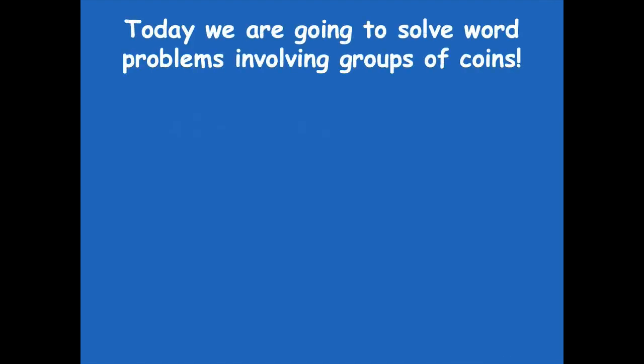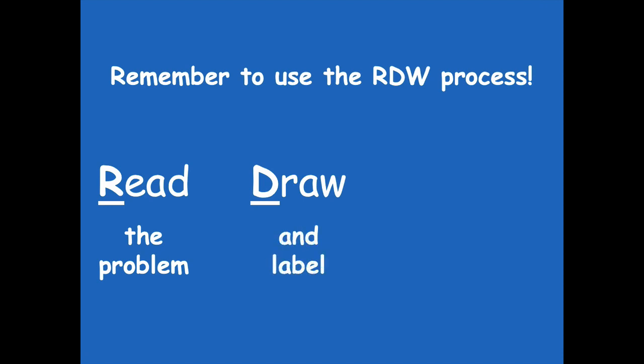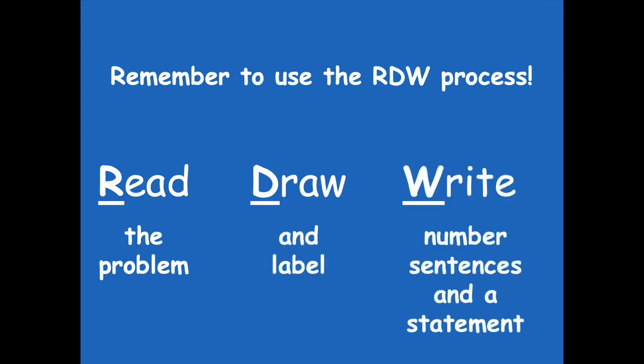All right, friends. So today we're going to solve word problems involving groups of coins. Remember to use the RDW process. So read the problem, D is draw and label, and W is write number sentences and a statement. So your number sentence is like 5 plus 4 equals 9, and a statement would be the total of boys is 9. Okay, so it's just putting it into a sentence. Your final answer is a statement.